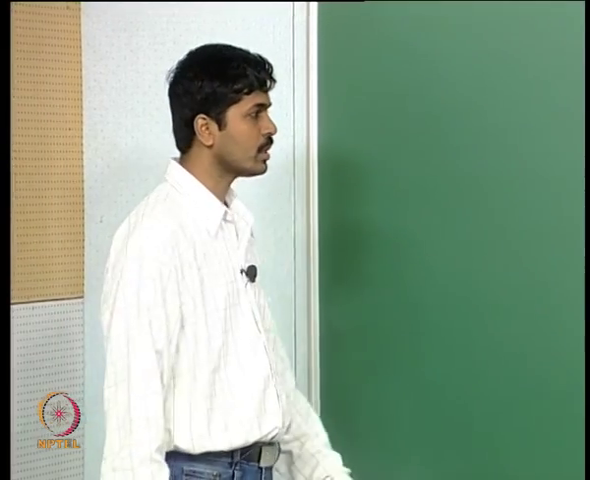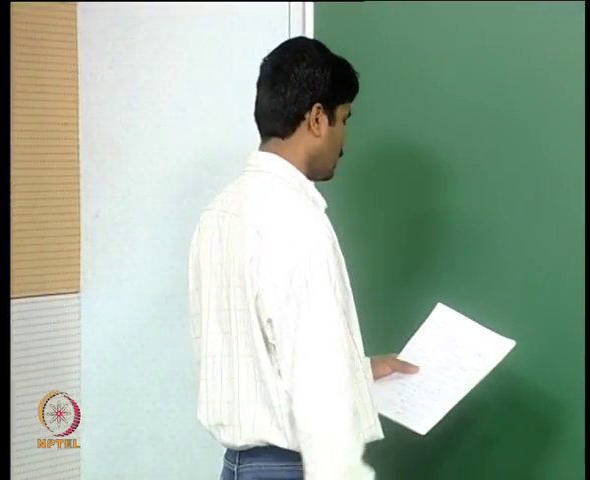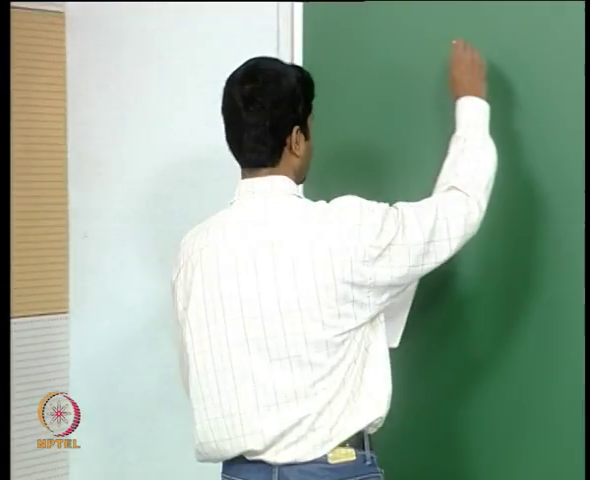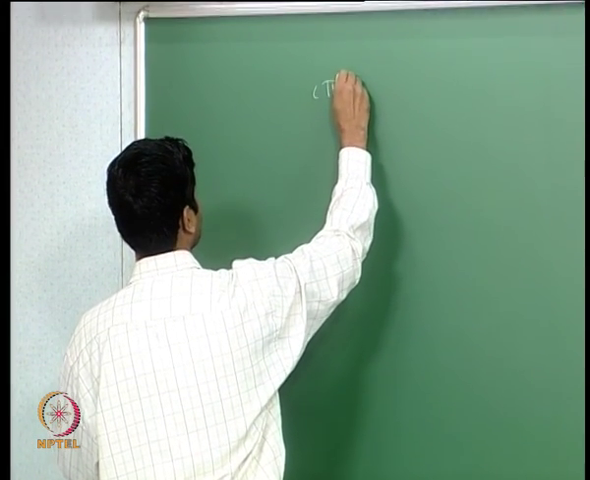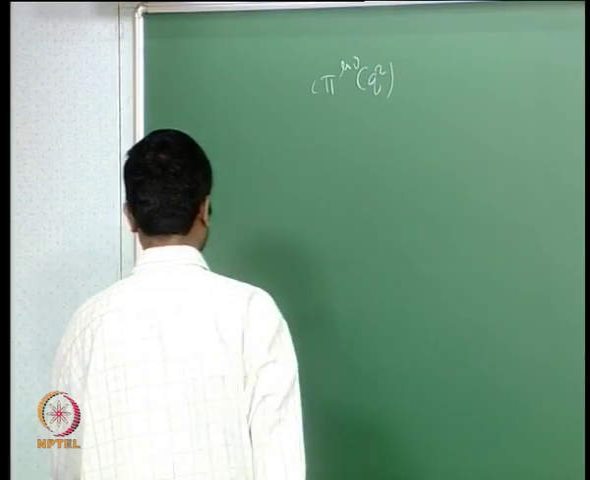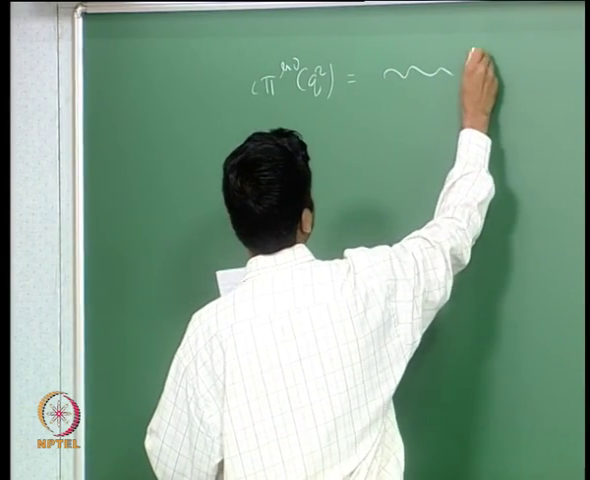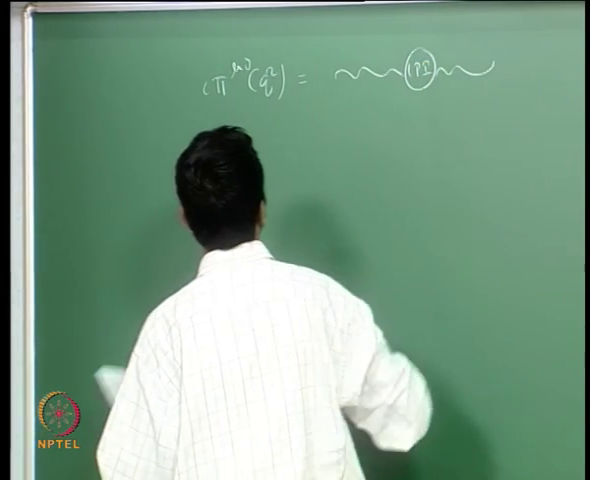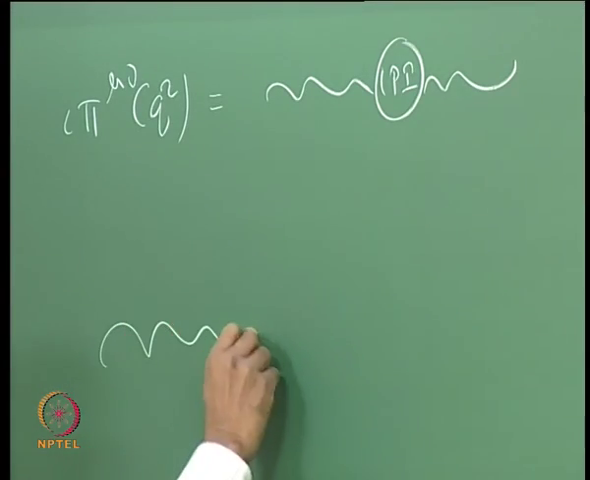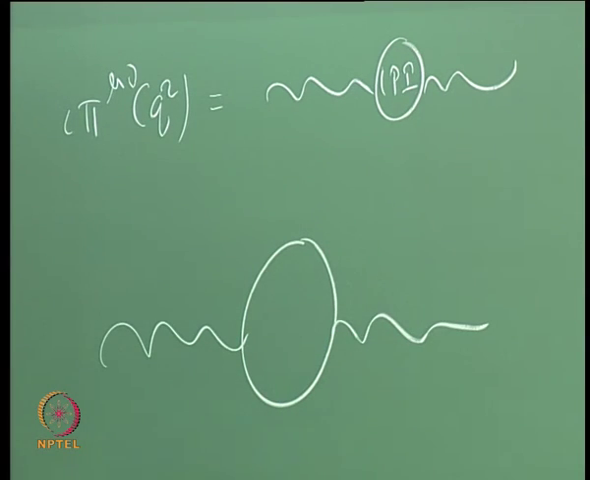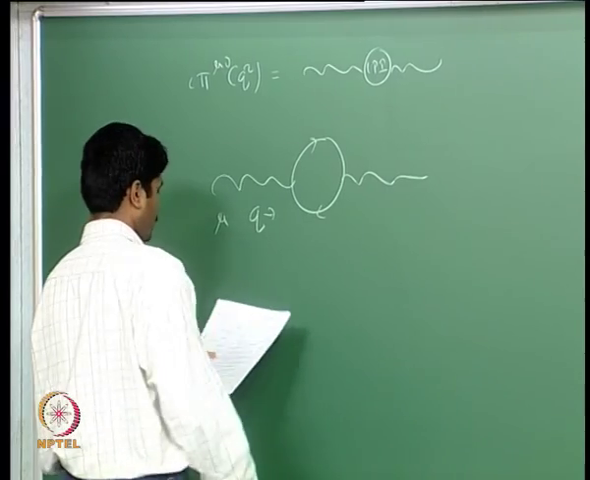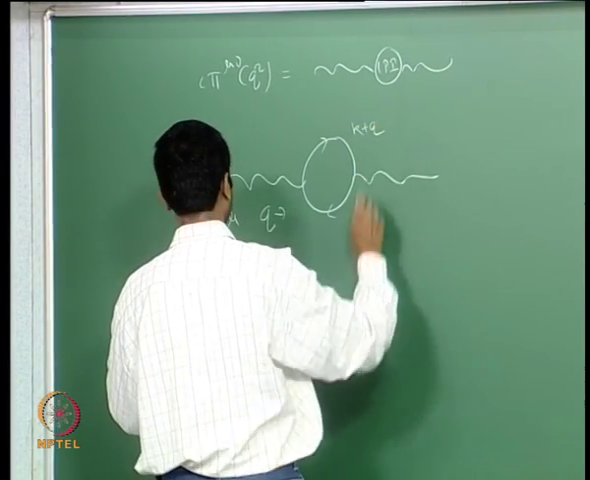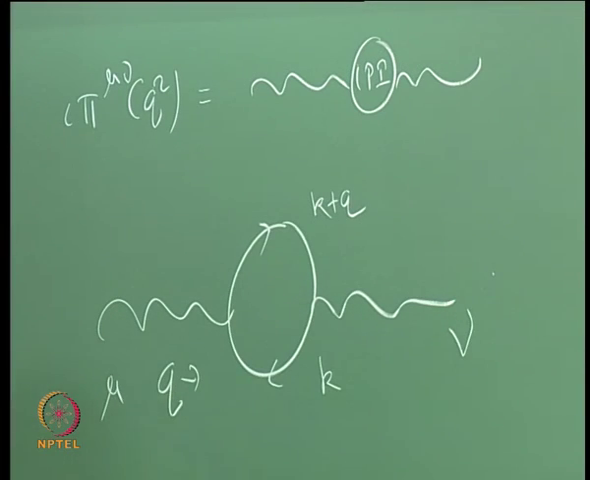So, we have been discussing the photon self energy. In the last lecture, we started computing the second order contribution to the one particle irreducible function, i Pi^{mu nu}(q^2). The second order contribution is determined by a one loop diagram, where a photon of momentum q creates a virtual electron-positron pair of momenta k and k plus q, and finally they get annihilated.